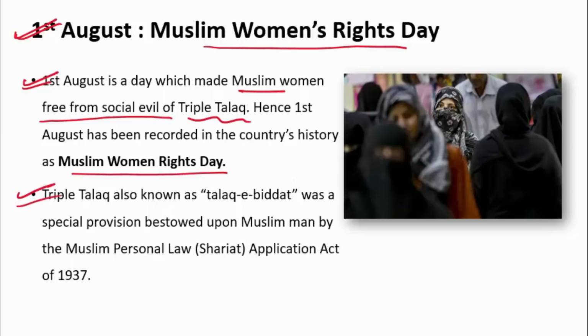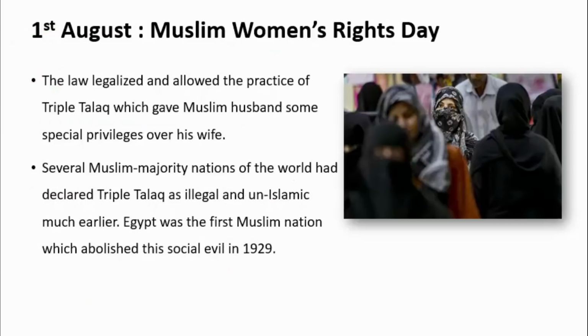Triple talaq is also known as talaq-e-bidat, and it was a special provision bestowed upon Muslim men by the Muslim Personal Law, known as the Shariat Application Act 1937. Under this act, the law legalized the practice of triple talaq, which gave Muslim men some special privileges over their wives. Several Muslim majority nations have already declared triple talaq illegal and un-Islamic much earlier.